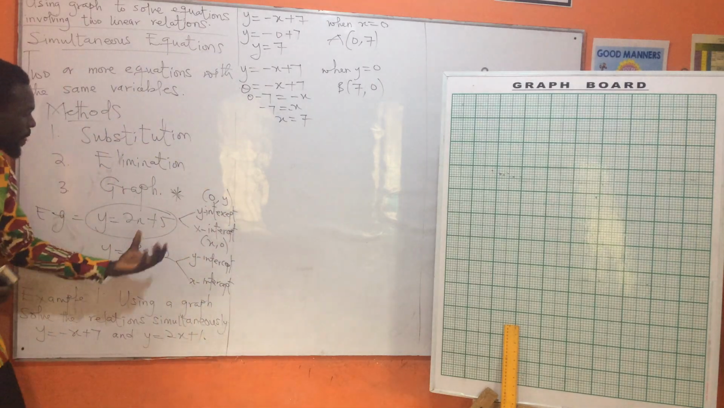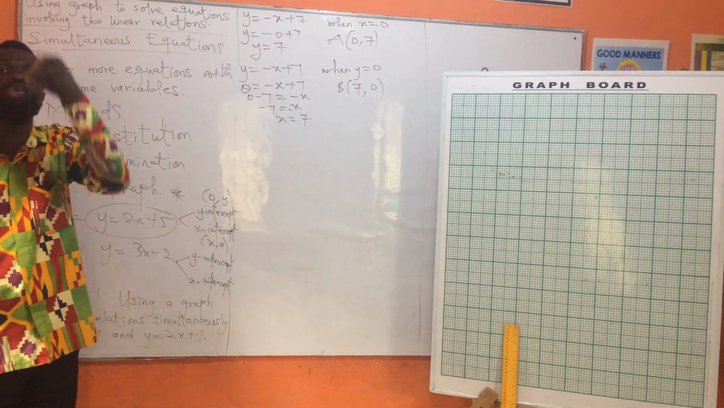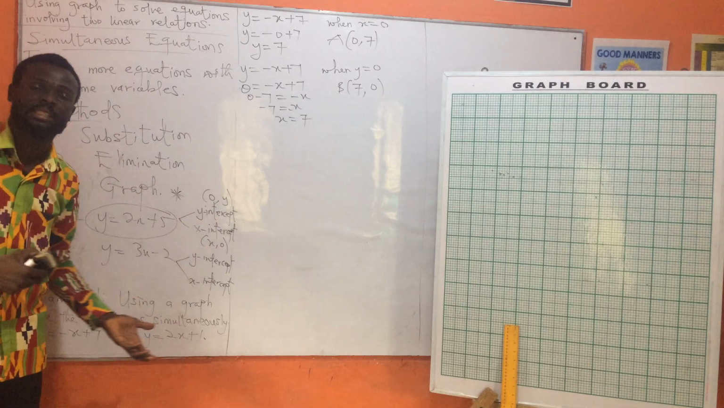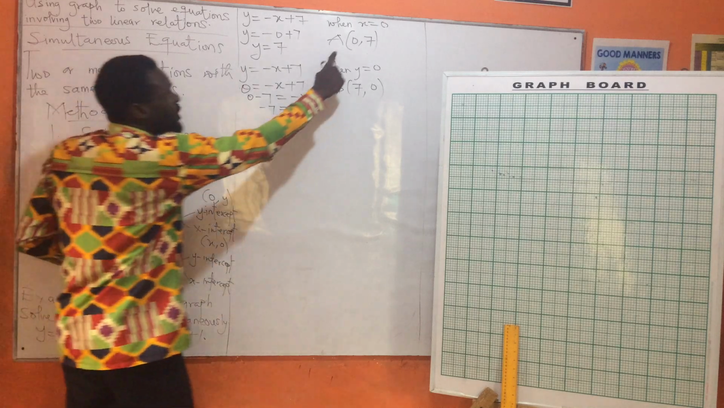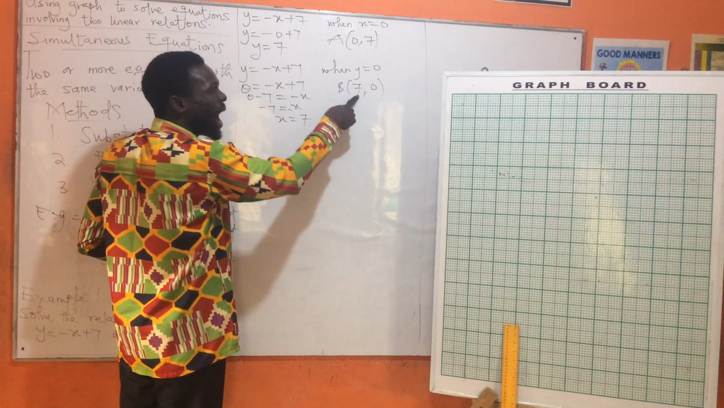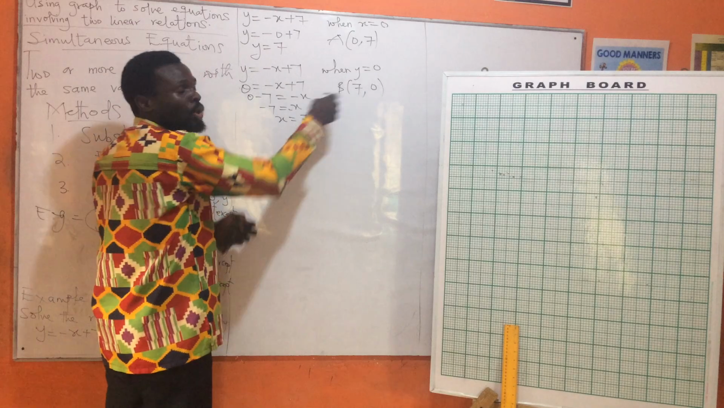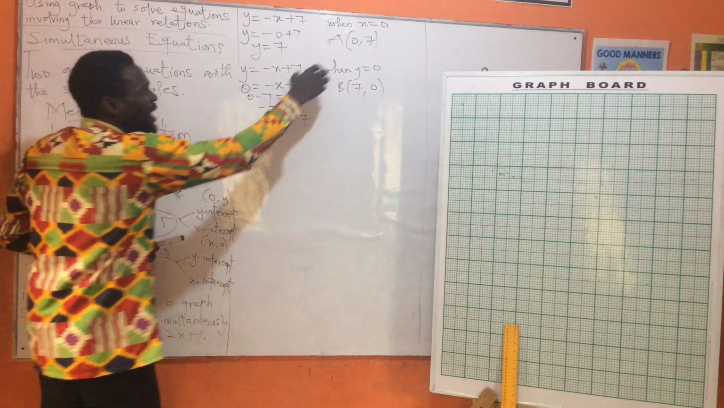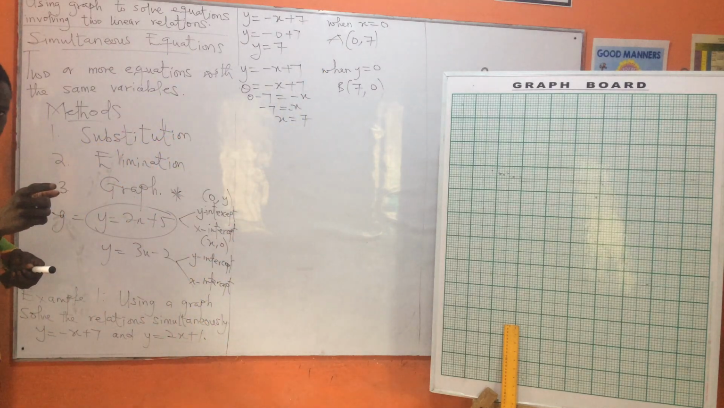Remember we said that if you are using the graph, for each relation we need 2 points, and these 2 points are the x-intercept and the y-intercept. Where you have the y-intercept, x is 0. This is my y-intercept because x is 0, and this is my x-intercept because y is 0. So now that I have these 2 points, I can draw on the graph and show the line, which is y is equal to minus x plus 7.